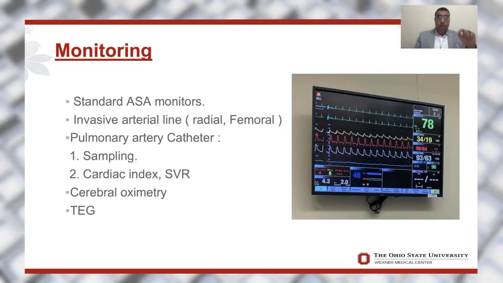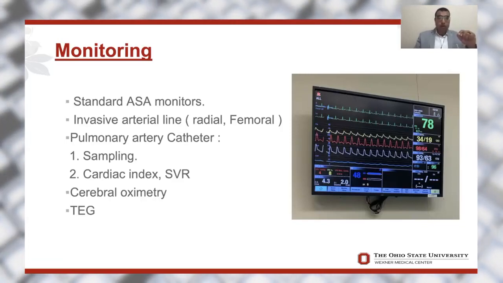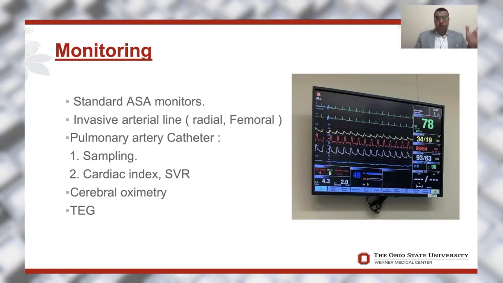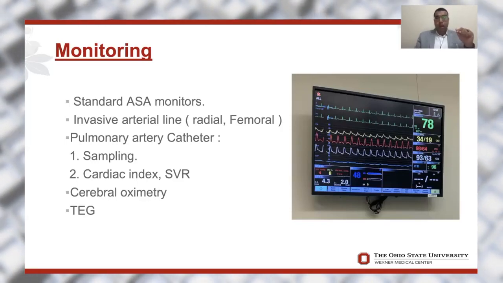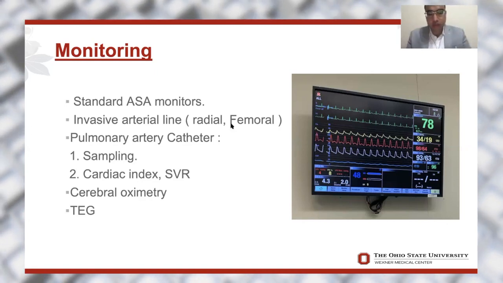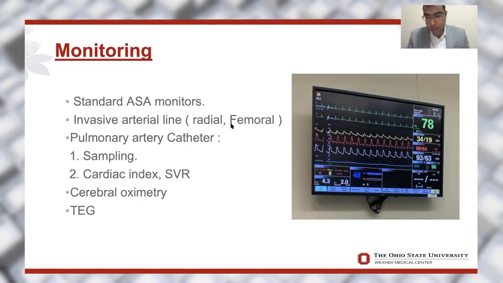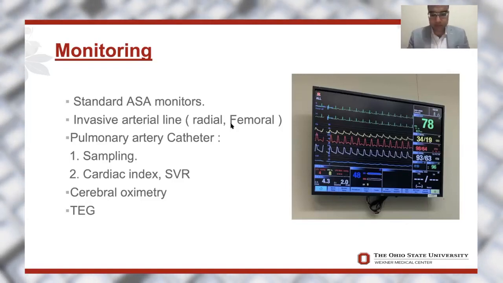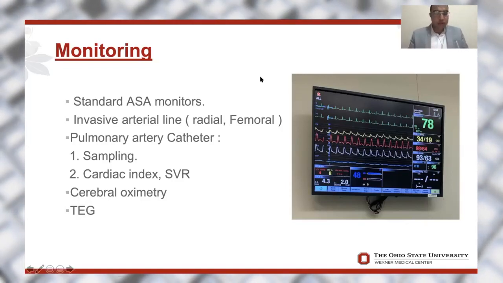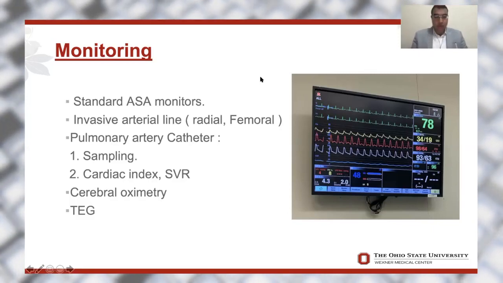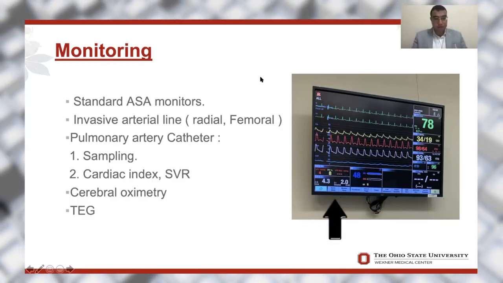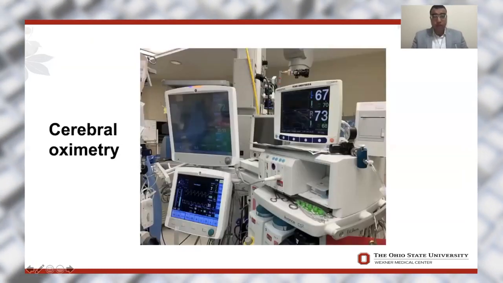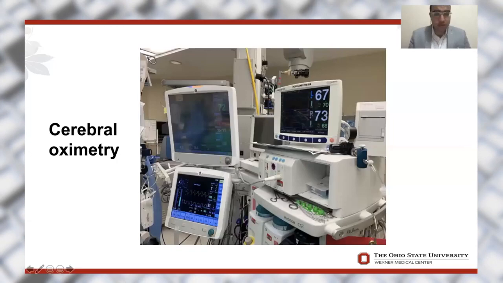Pulmonary artery catheter: some will say it's invasive. No, it's mandatory in lung transplant, because not only is it for sampling, it gives you continuous monitoring of, as you can see here, the cardiac output and the cardiac index. Then cerebral oximetry and thromboelastography. This is cerebral oximetry. It's very important to direct even red blood cell transfusion.